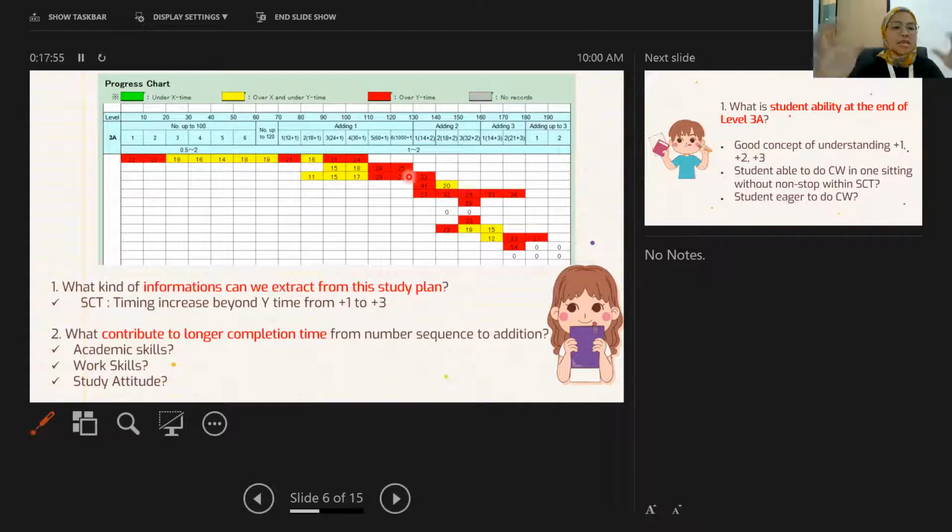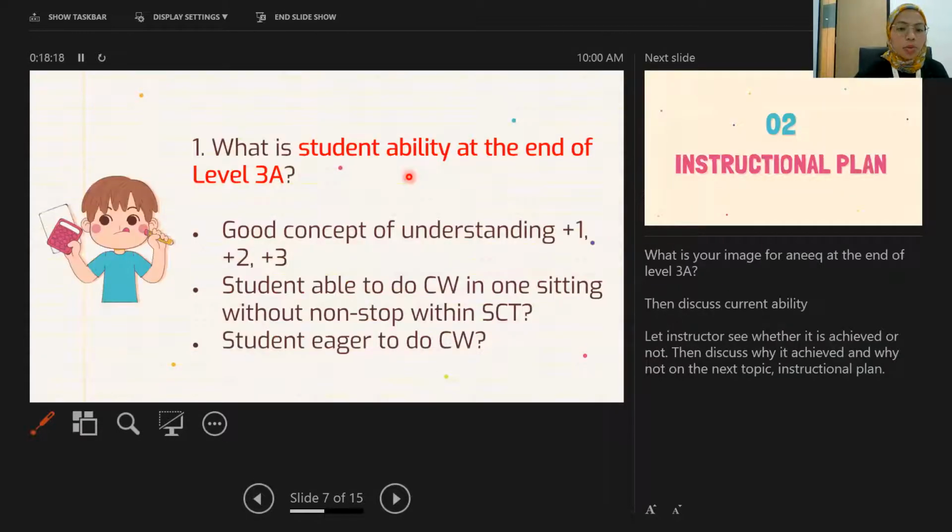Okay. So now in level 3A, you have so many images that this longer completion time could be due to academic skill not developed, it could be work skill, and it could be study attitude. Okay. So maybe this is what has passed. We couldn't keep track back. But maybe now, before we discuss this topic, I would like to ask you: what is your rough image for Aneeq to achieve at the end of level 3A?